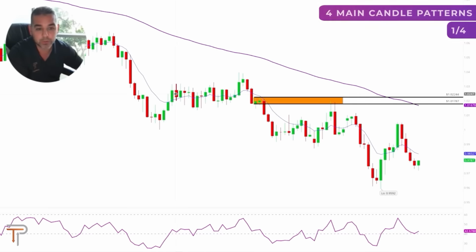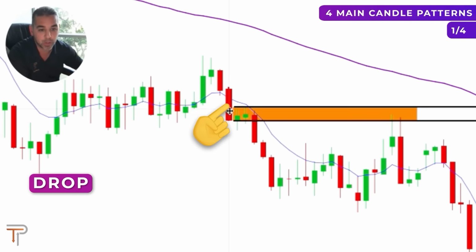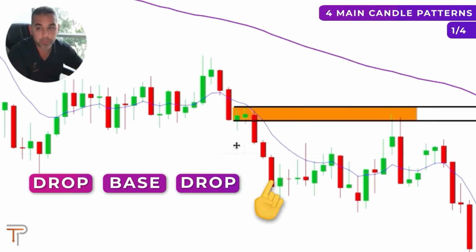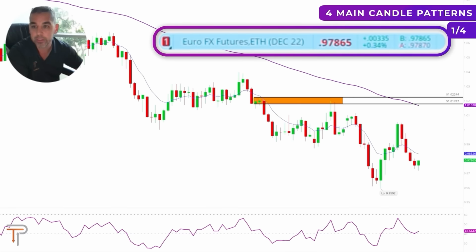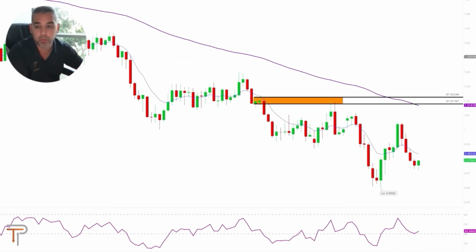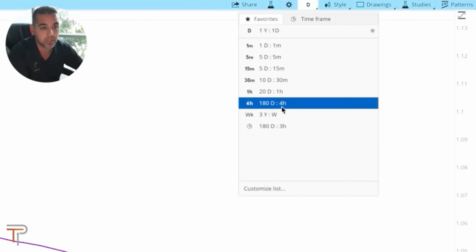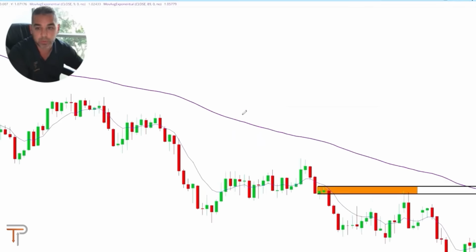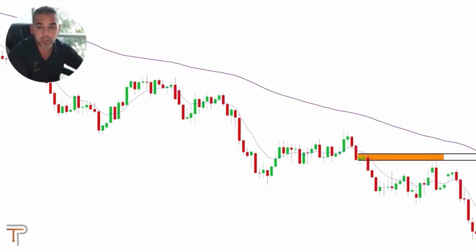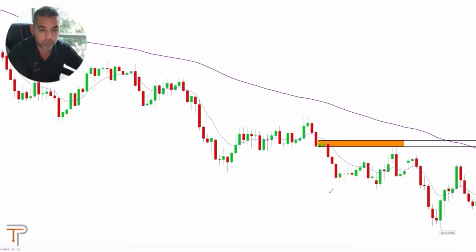All right, traders, so the first one that we have for you is a drop-base-drop. And as you can see here, I'm on the Euro futures. And guys, to start, what I want to focus on is the trend. You can see this is a daily chart, indicated by the time frame that we have selected up here inside of our Thinkorswim platform. But we have lower highs and lower lows across the board.